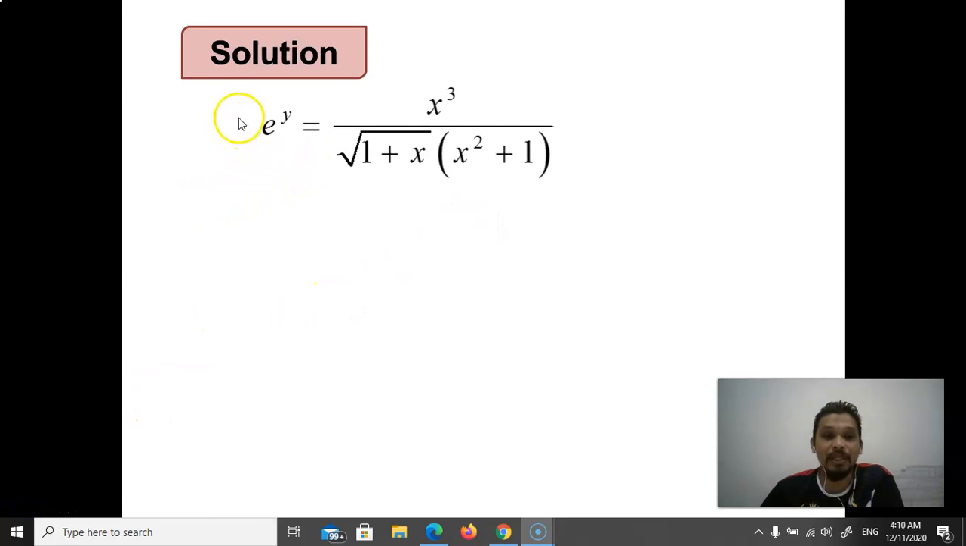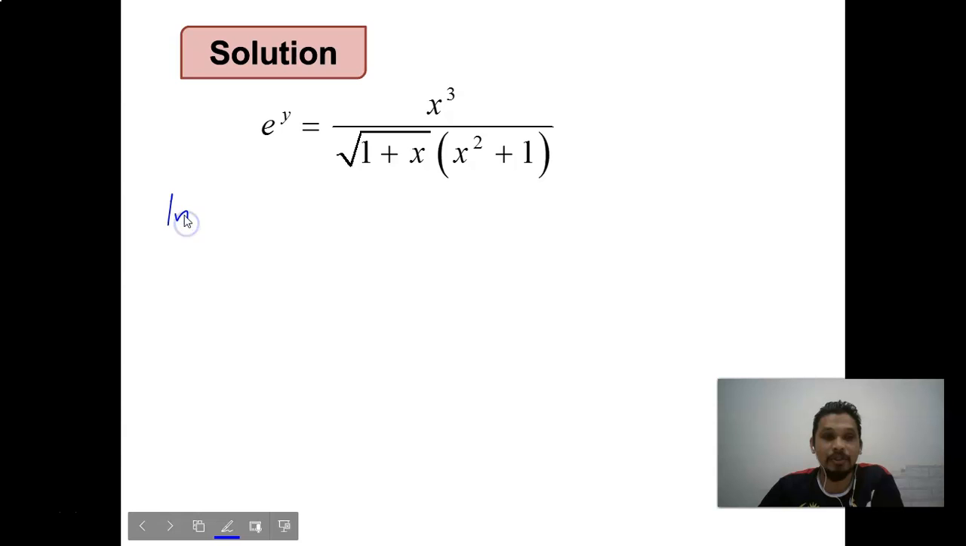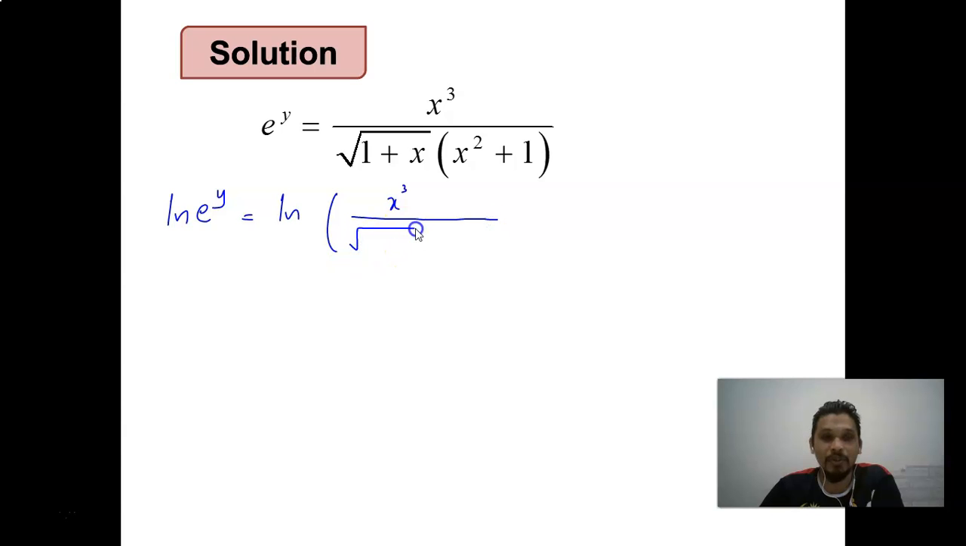Okay, so for this one, let's take the natural log on the left and right. Natural log of e to the power of y equals the natural log of x cubed divided by the square root of 1 plus x, multiplied with x squared plus 1. Now bring this y to the right side: y natural log of e equals, let's take a look at this, ln of everything here.